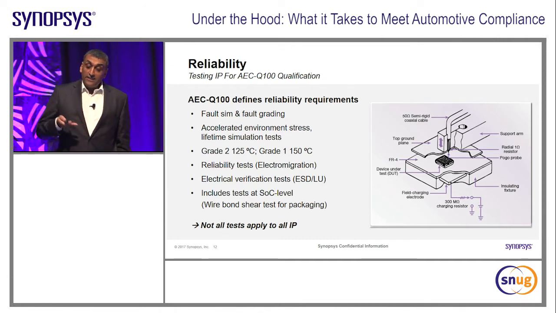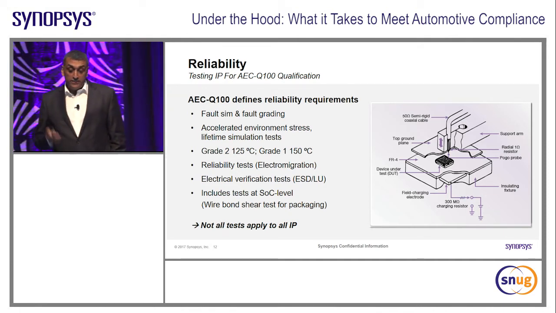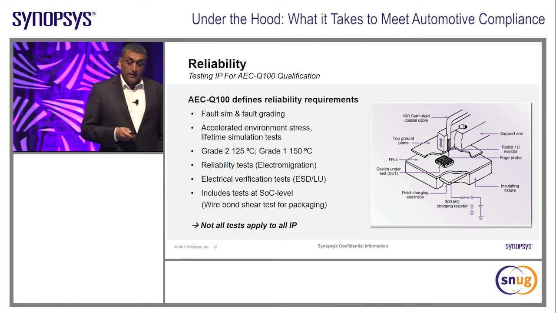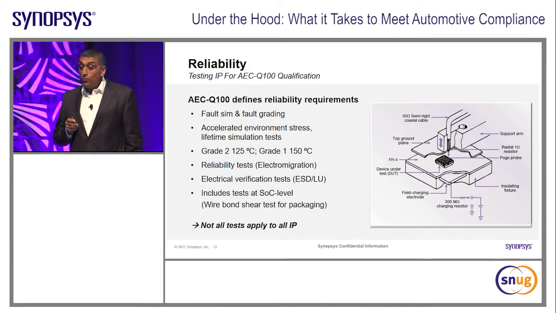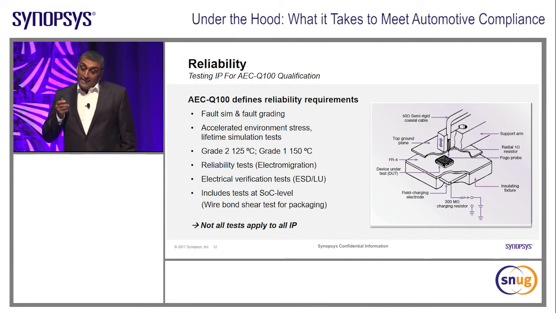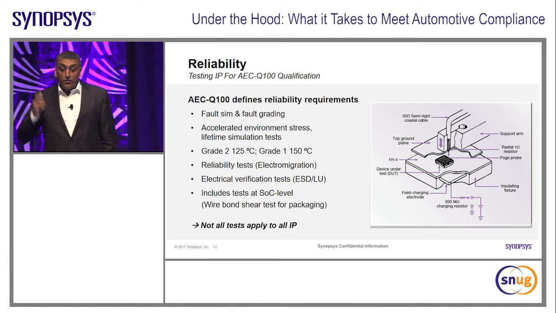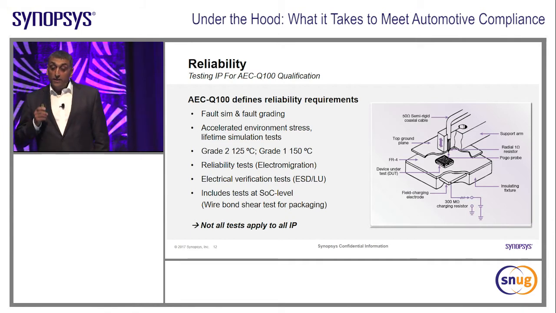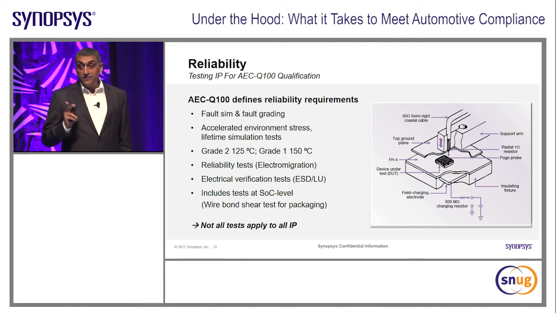You have other tests that are at the SoC level, and as an IP company, we need to understand those. And these include things like wire bond shear test for packaging, as you can see from this graphic. Not all the tests apply to all IP. That's another interesting thing. So ESD, for example, is required for high-speed memory interfaces like LPDDR4, but it's not required for the memory compilers. It's not required for embedded memories. So AEC Q100 defines what's needed for reliability. So that was the second pillar.